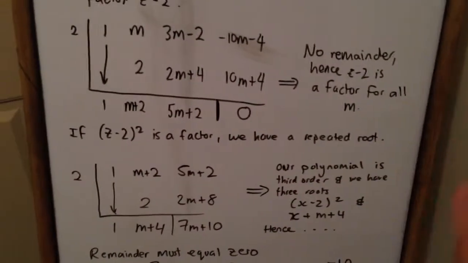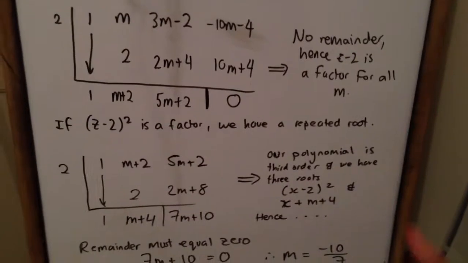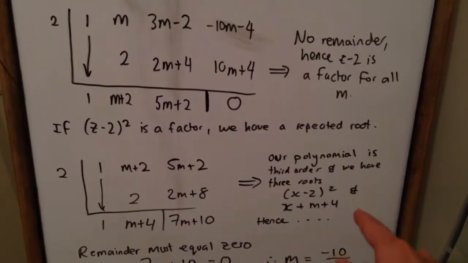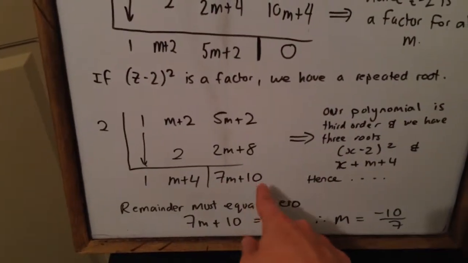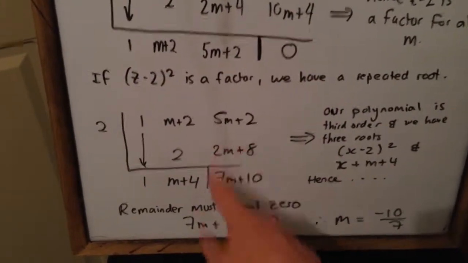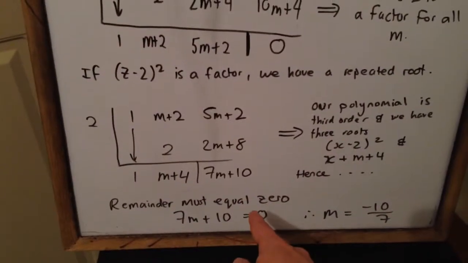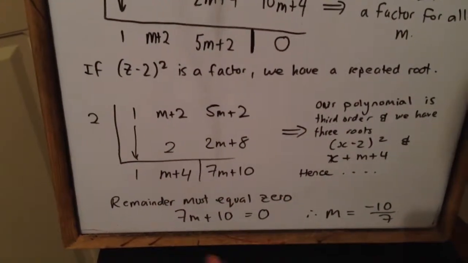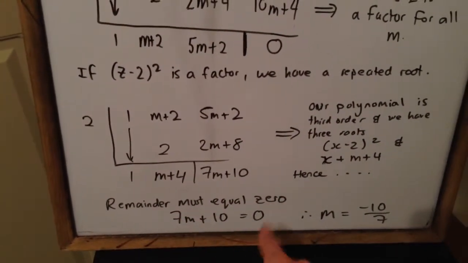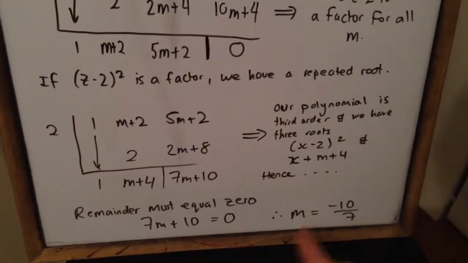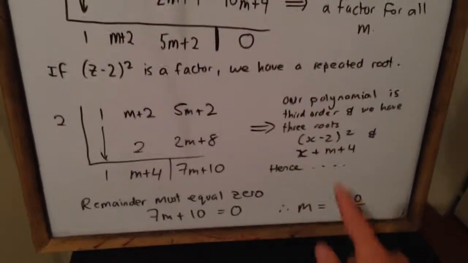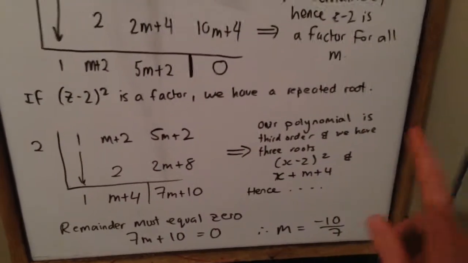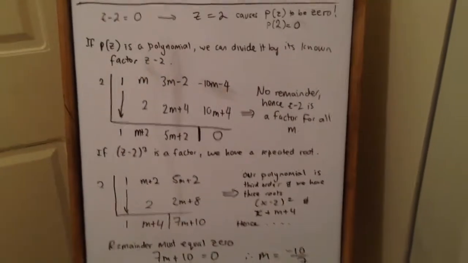Our polynomial is 3rd order. It's a cubic, and we have 3 roots, z take 2 squared, and x plus m plus 4. Hence, that remainder that we got, that has to be 0, because we have nothing left. It's all gone. So we need to set 7m plus 10 equal to 0, and if that's the case, we just do the algebra. We bring the 10 to the other side, negative 10, divide by 7, m equals negative 10 sevenths to that repeated root. So hopefully this makes a bit of sense.